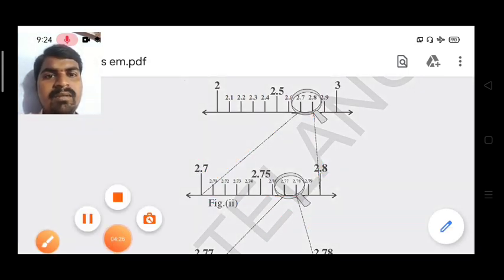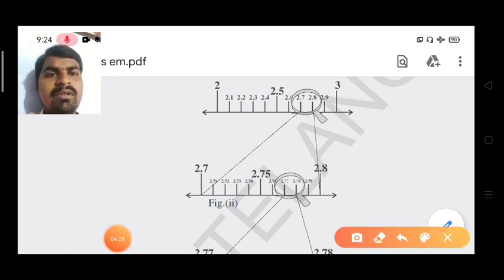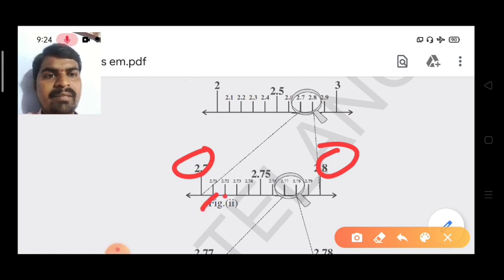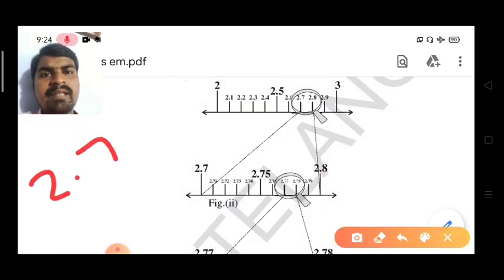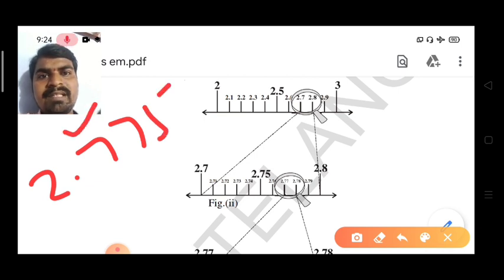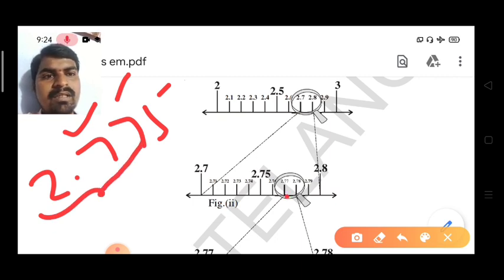You observe here 2.7 is there and 2.8 is there. Between them you observe 2.71, 2.72, 2.73, 2.74, 2.75, 2.76, 2.77, 2.78, 2.79. The last one we have already taken, that is 2.8. After that we have to identify. The problem is 2.775. The tenths place is already over. Next concentrate on the hundredths place. So 2.77. Where is 2.77? Once you observe, you also take 2.78.